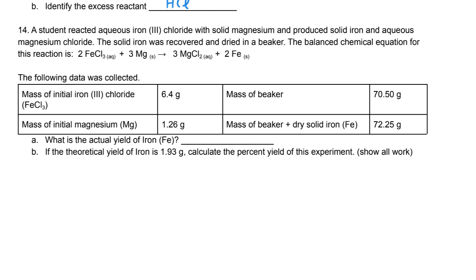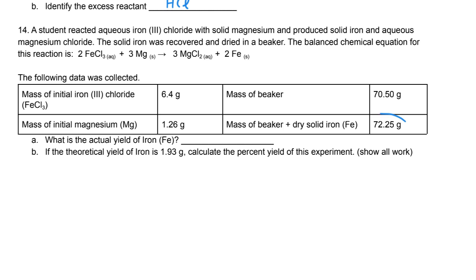A student reacted aqueous iron chloride with solid magnesium, produced solid iron and aqueous magnesium chloride. The solid iron was recovered and dried in a beaker. The balanced chemical equation for the reaction is thus: the following data was collected. What is the actual yield of iron?